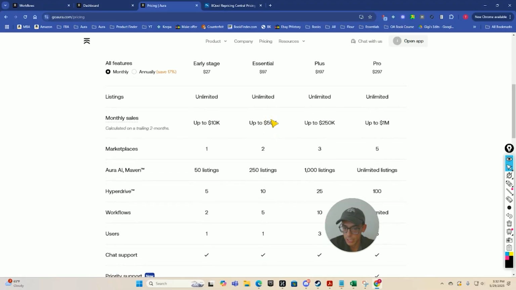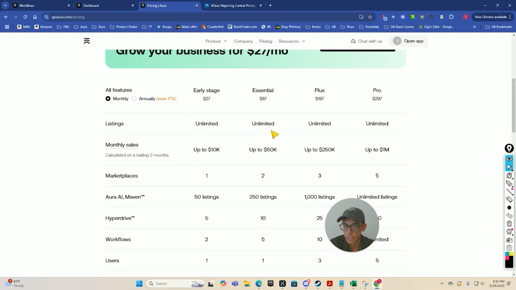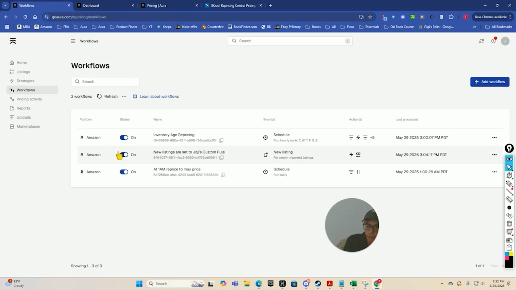So here at the 97 plan, again, up to 50,000 in revenue. I don't plan to go over 50,000 in revenue likely in any given month. So let's go and show you how to set up a workflow. I have three here, but technically you would have two with that plan.